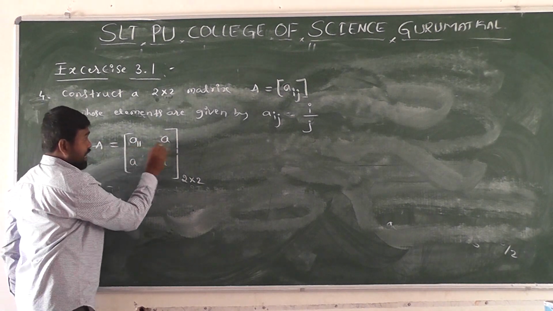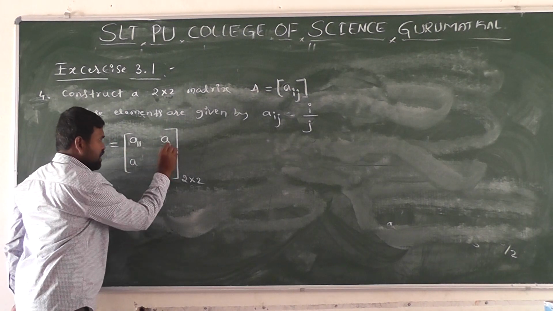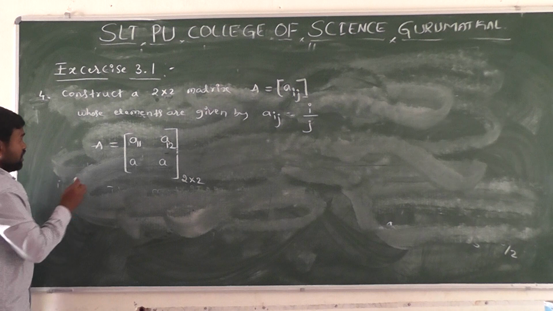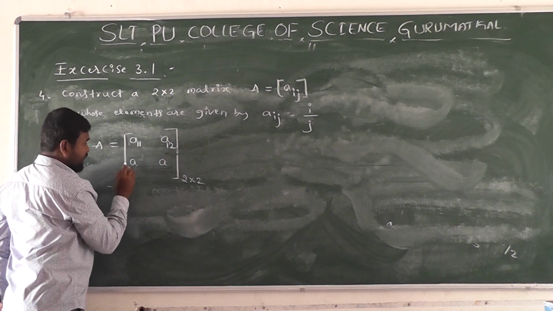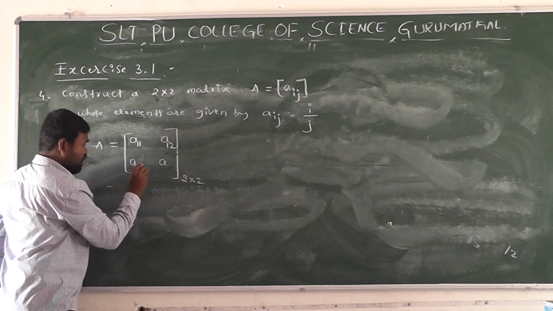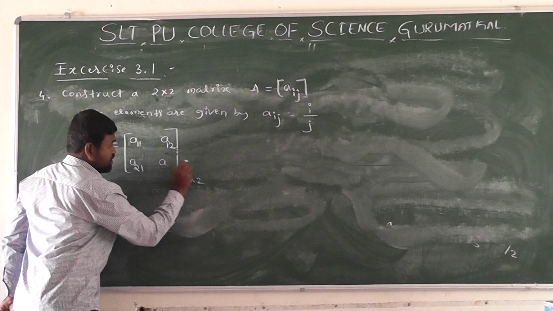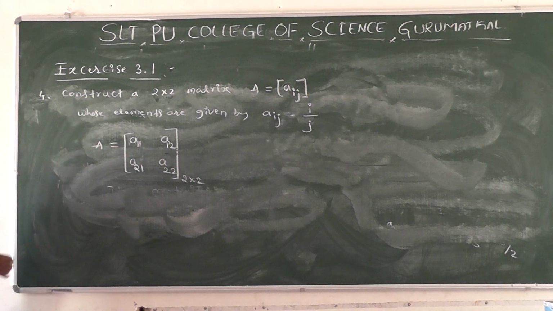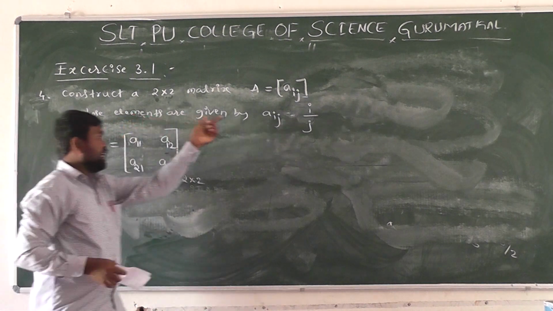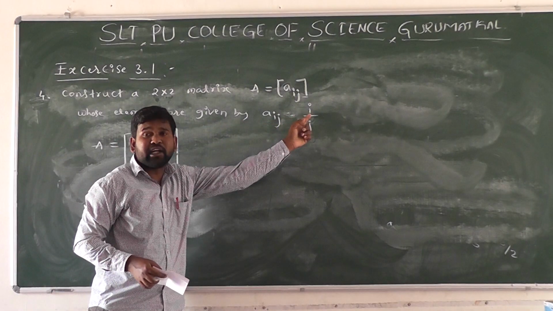Next, this one: which row? First row. And which column? Second column. Next, this one: the first row is completed, and this one is in the second row. And which column? First column. And this one is the second row, second column element, right? Whose elements are given by, what is given already? Aij is equal to i divided by j.